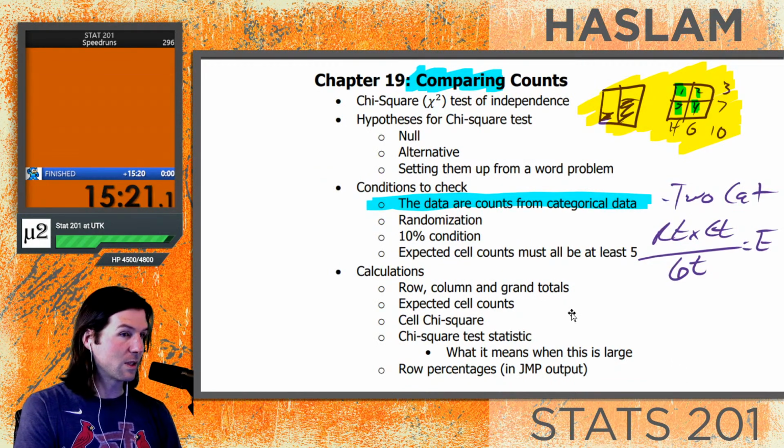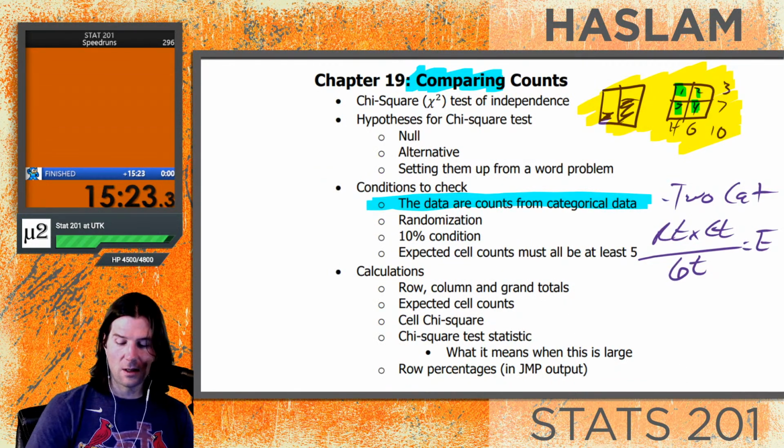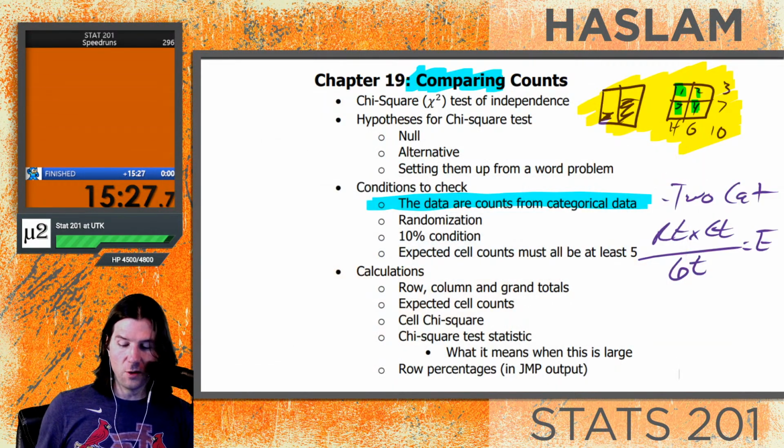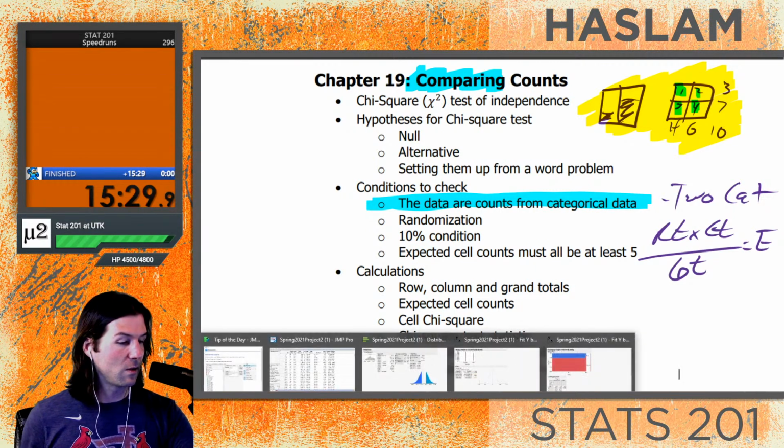Expected cell counts. We were doing some expected cell count calculations. Let's do a practice one here. I think we just took a picture of one. Let's see if you can solve it. This is good practice. Let's go to the main screen.